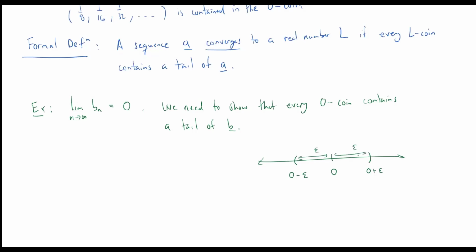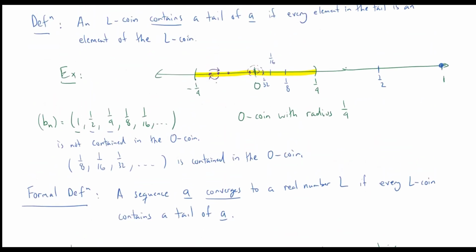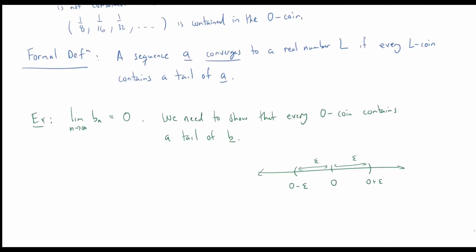I don't want to prove it for any particular zero coin. We know it's true for 1/4, if the radius of the zero coin is 1/4, but that's not good enough. We need to do it for every zero coin. So I'm going to write down this generic zero coin that has radius epsilon, so somebody picks it. Now I want to know which tail of B is going to be in this zero coin with radius epsilon.